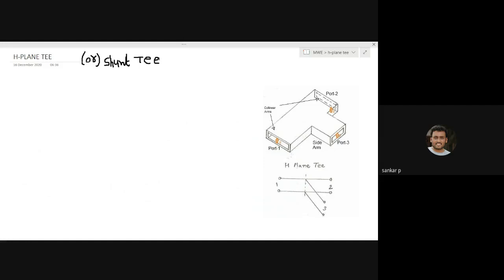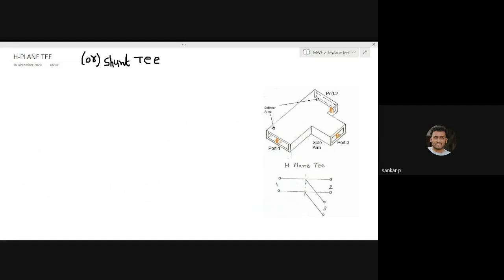The diagram is a little bit confusing. Some students write the same diagram, but they write it reversed. Just go through the diagram once again. It is very important. The question may be asked like this: What is an E-plane T? What is an H-plane T? And derive the scattering matrix for the H-plane T. Now, how does the H-plane T work? What is the working principle of the H-plane T? Now we will see it.